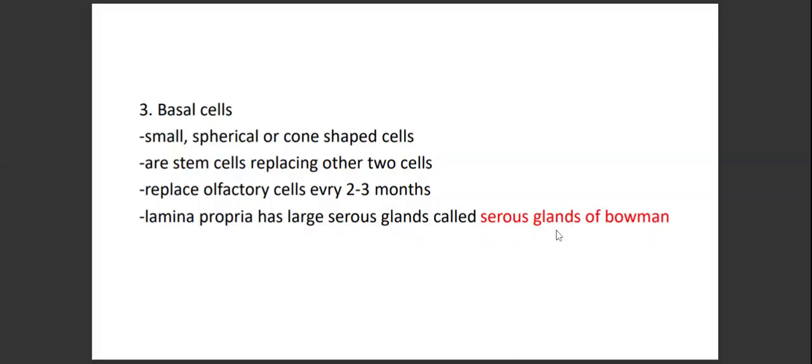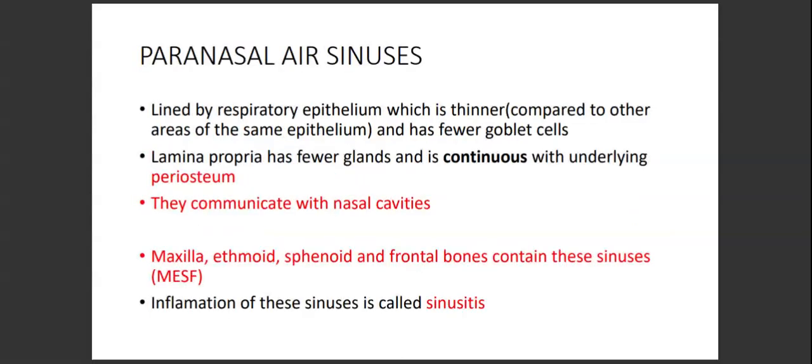So always remember where these glands are found. The location of these glands, don't just know that these Bowman's glands are there. You must also be able to give their specific location. Okay, so in this case, they're found in the lamina propria. Yeah, so that was about it, the two types of epithelia.